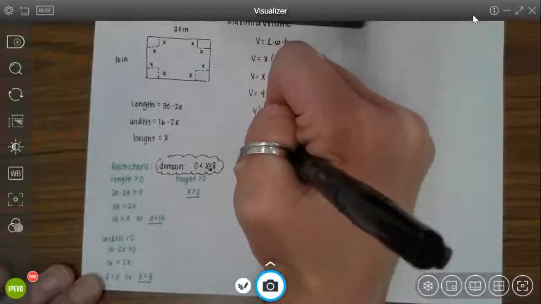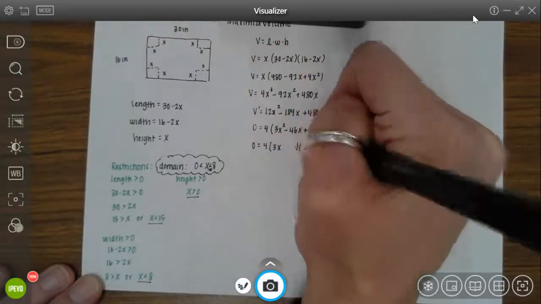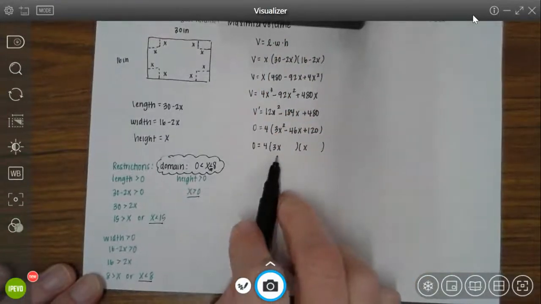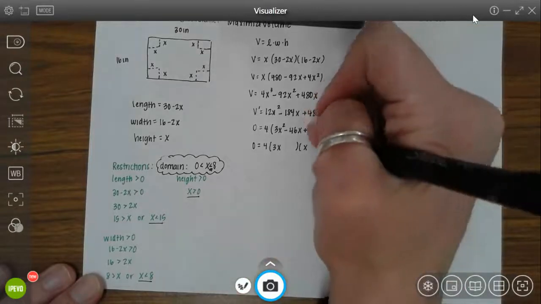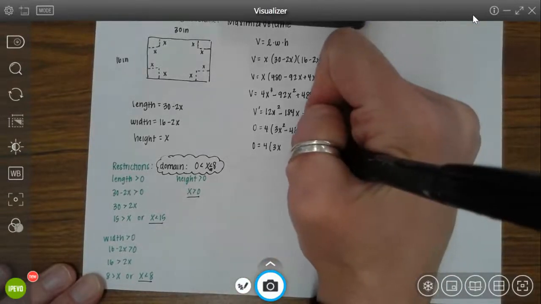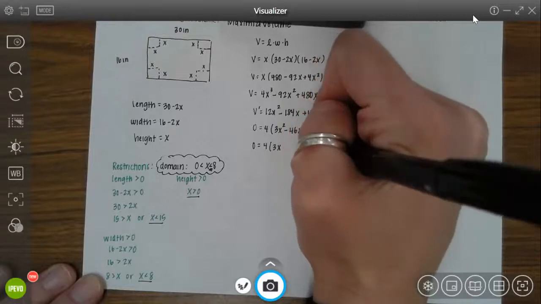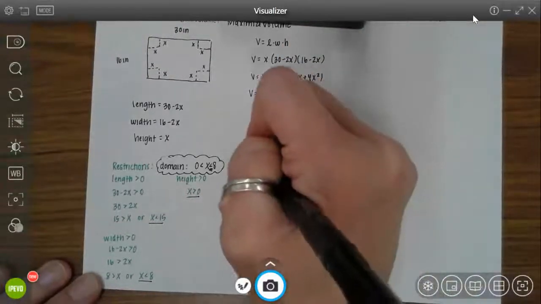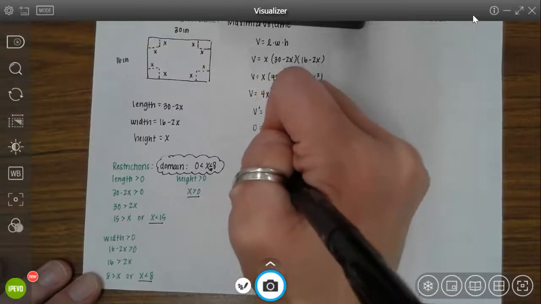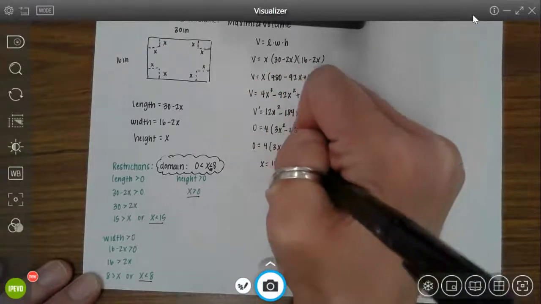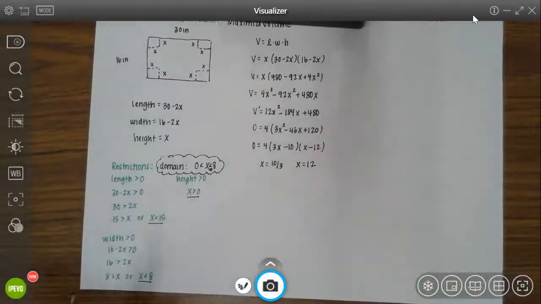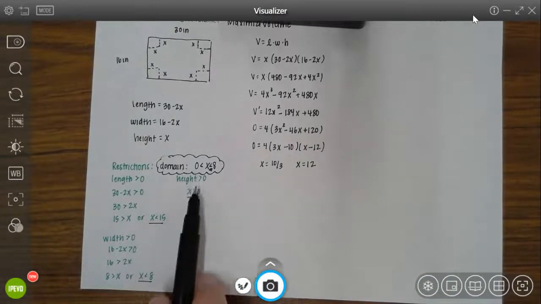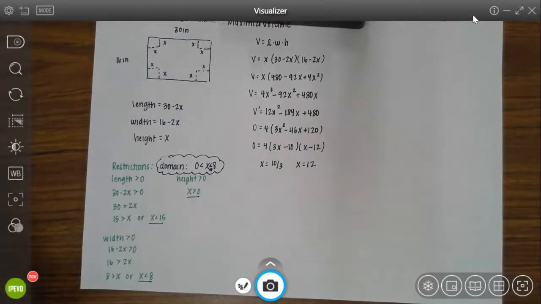So that would be, let's see, set up my 3x and my x. I believe that's a negative 12 over here and a negative 10 over here. If I set those equal to 0, that's going to give me a critical number of 10/3 and a critical number of 12. If I'm thinking about what fits my domain restrictions here, well, 10 divided by 3 is going to get me something in between those values.